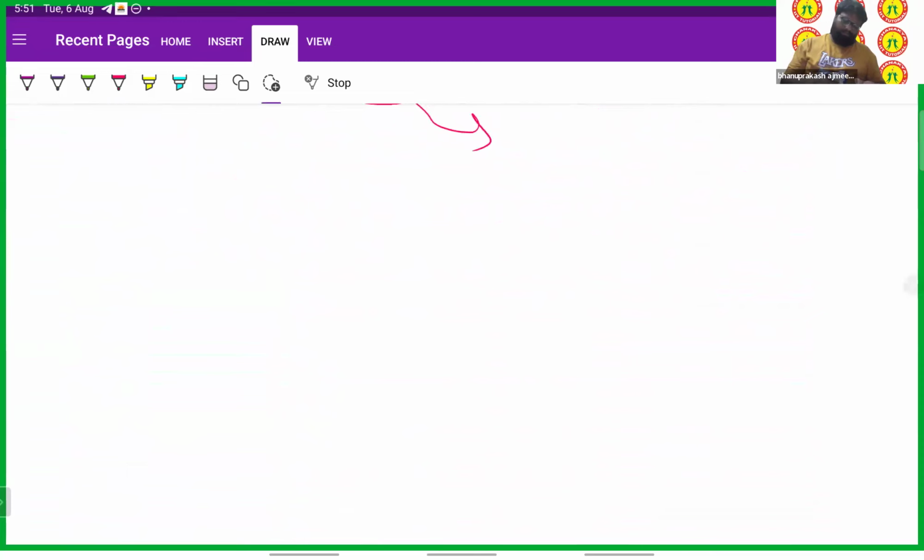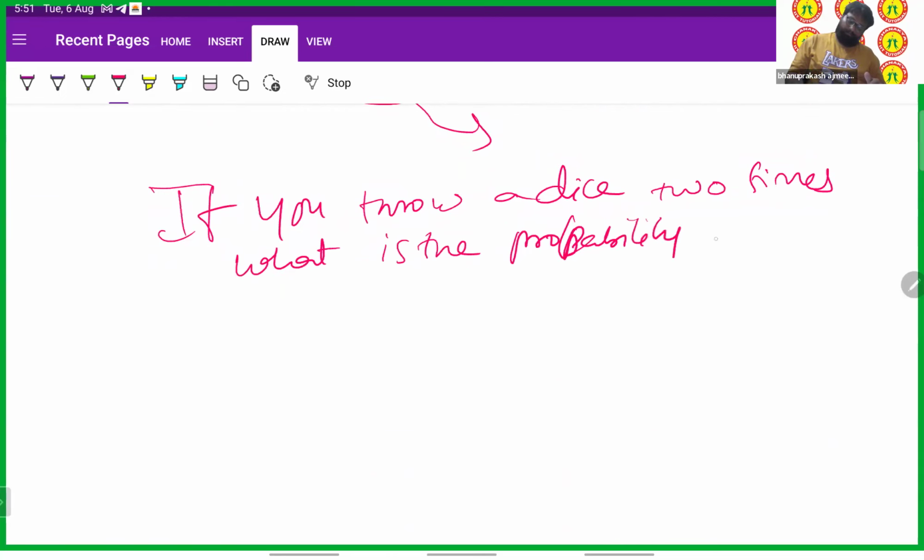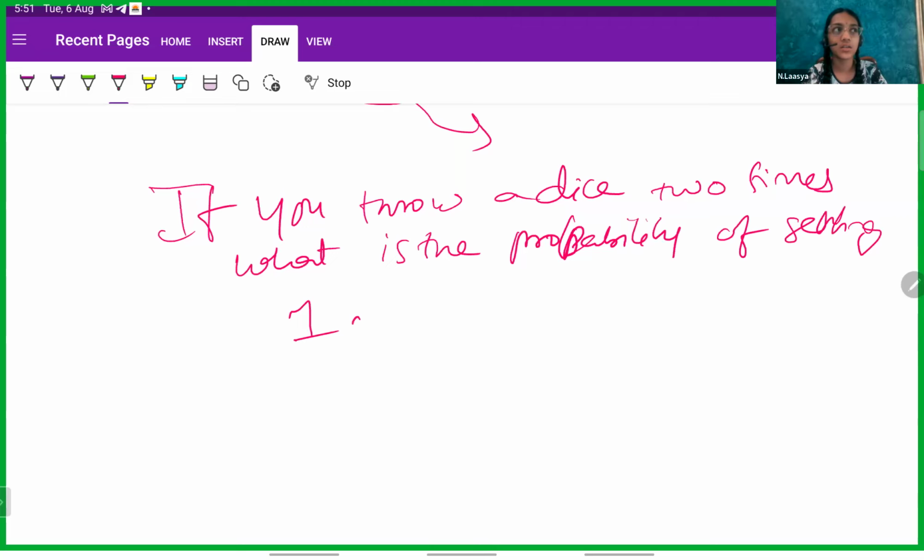If you throw a dice 2 times, what is the probability of getting 1? Answer this. 3 by 1 minute, sir.